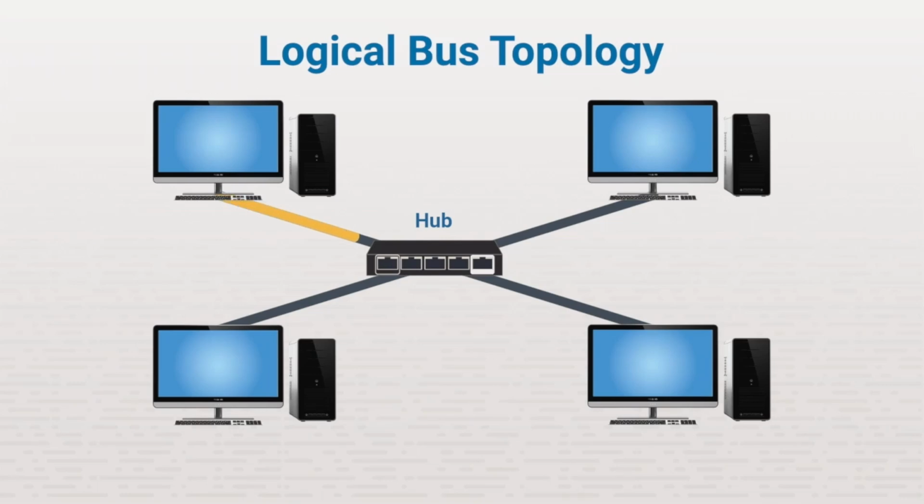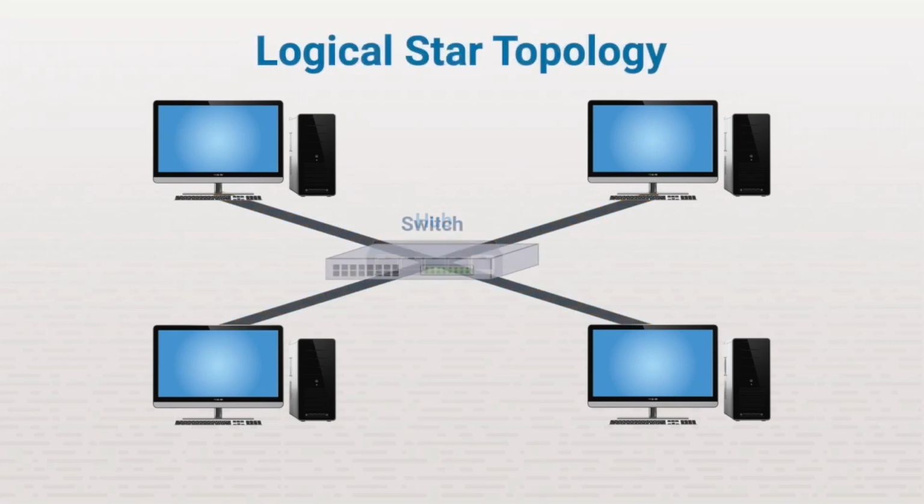This means that when a signal comes into the hub, it's broadcast to all other devices on the network, similar to what happens with a physical bus topology. Switch-based networks use a logical star topology. This means that when a signal is sent to one device, it's forwarded only to that device and not to any others. In other words, the switch virtually eliminates broadcasts and instead sends directed communications to the intended device.